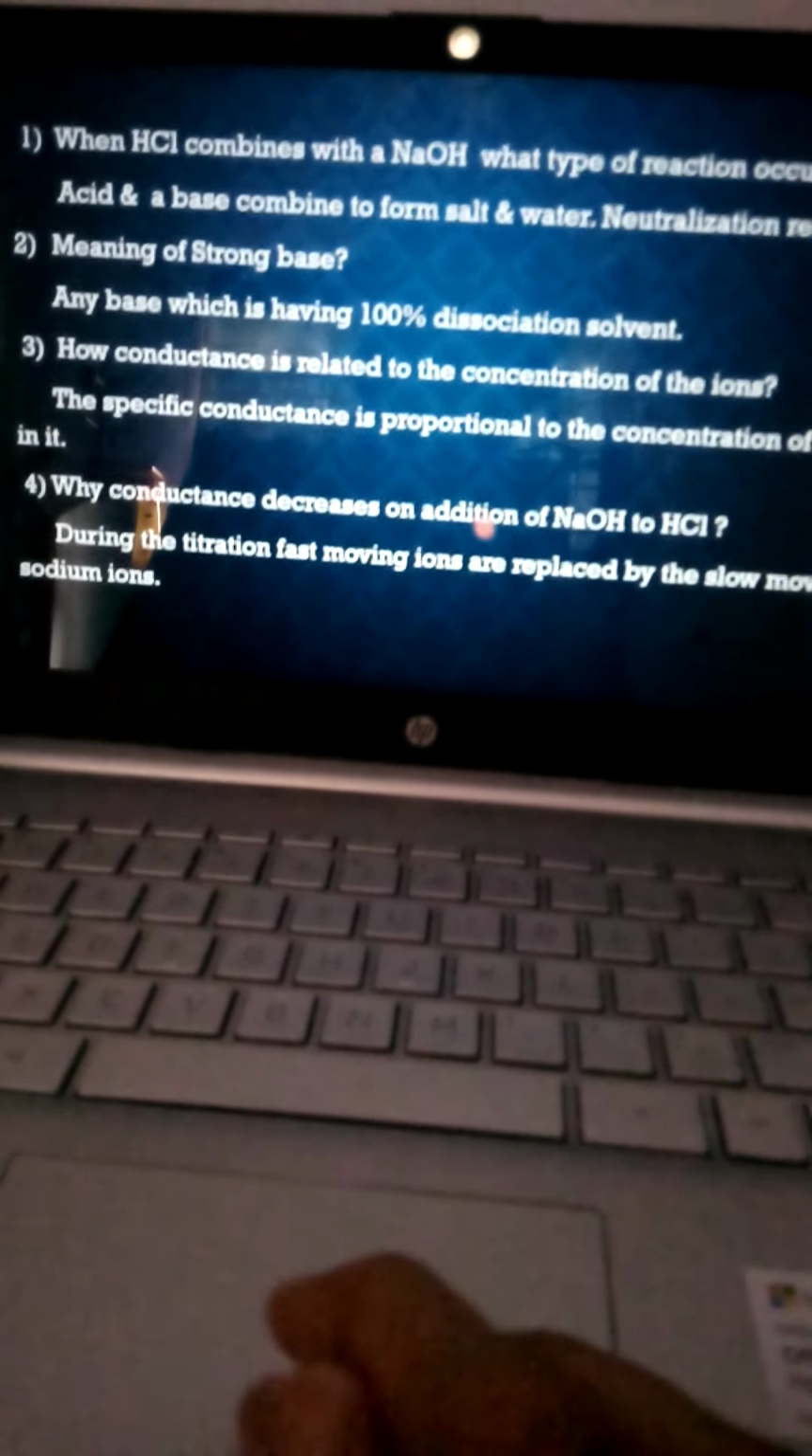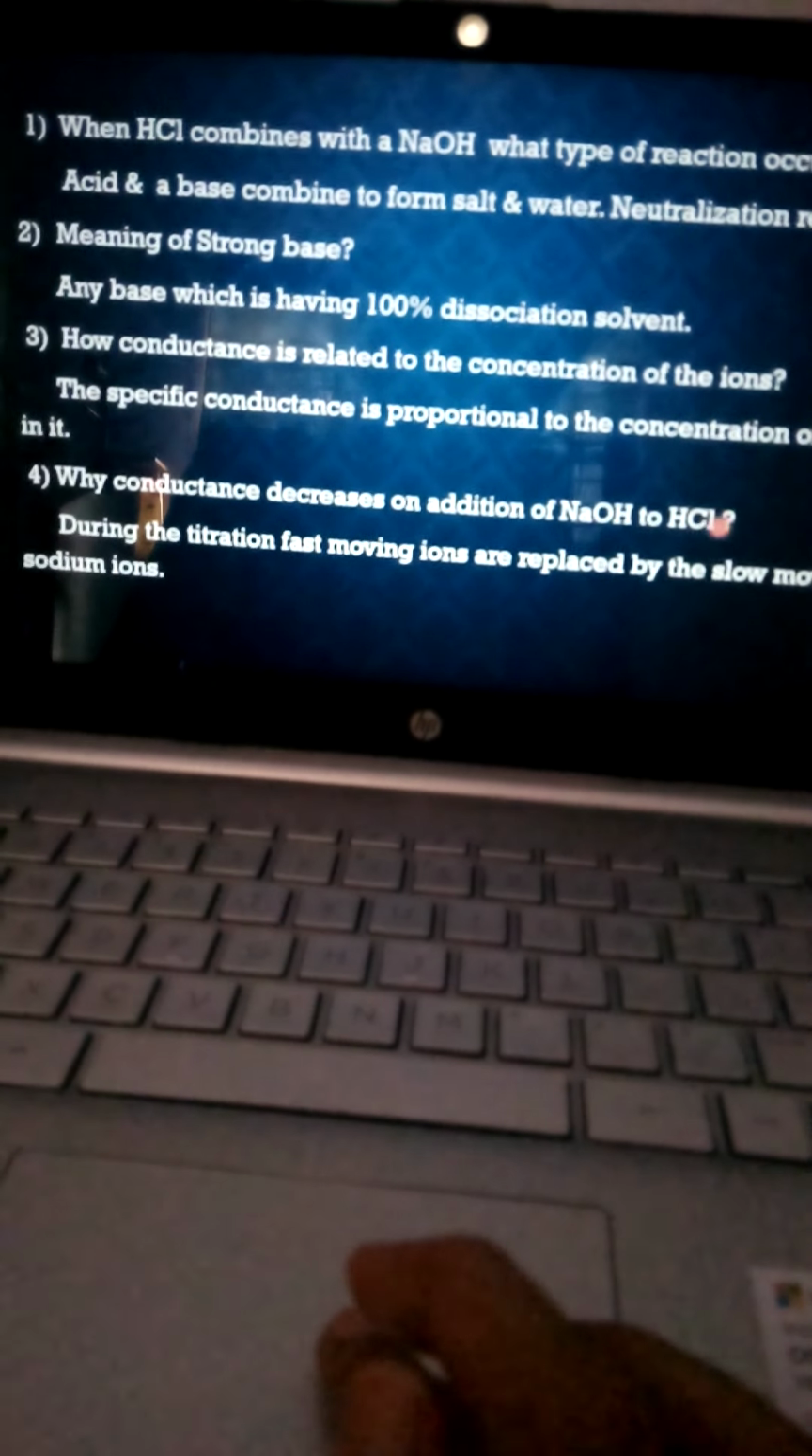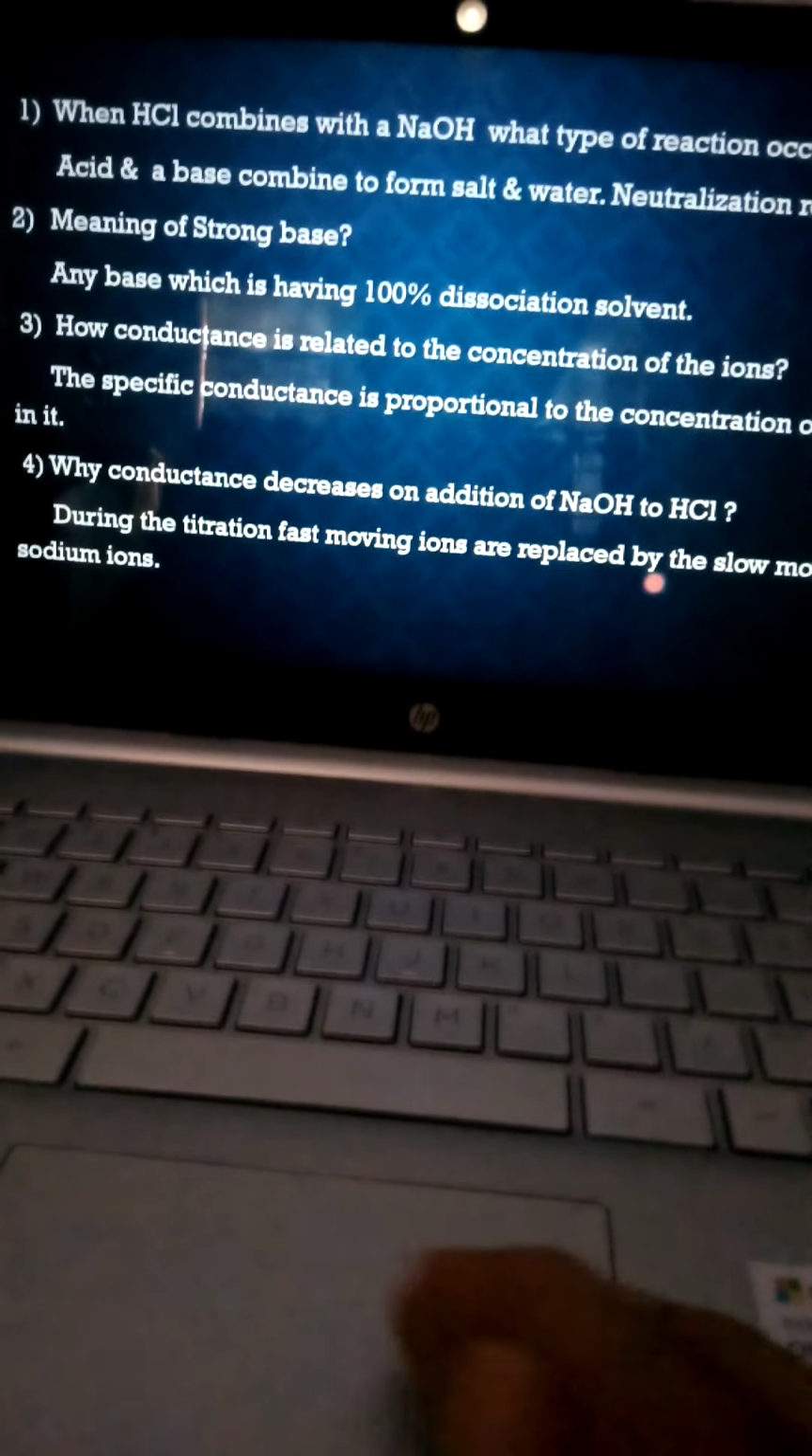In the experimental procedure part, you will observe that on addition of sodium hydroxide to a hydrochloric acid solution, there is a sudden decrease in conductance. Why? During the titration, the fast moving H plus ions are replaced by the slow moving sodium ions. This is the main reason. Because of this, the conductance decreases on the addition of sodium hydroxide to an HCl solution.